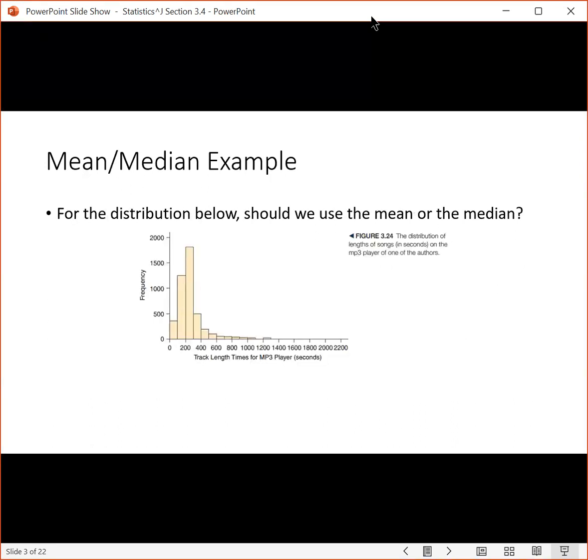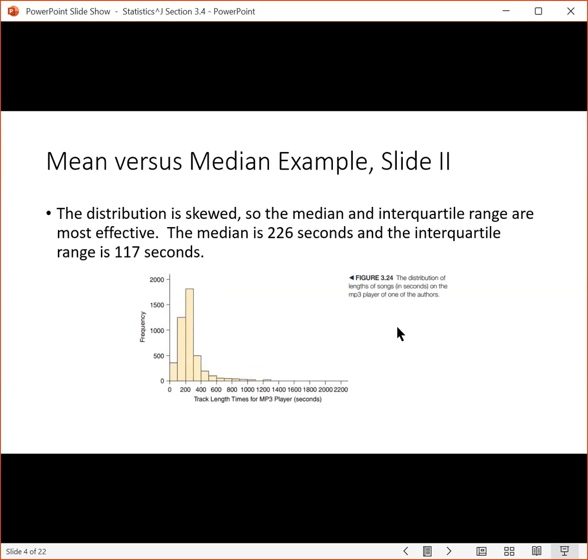For the distribution below, should we use the mean or the median? All right, so what we want to do is take a look. Does the distribution appear symmetric or does it appear skewed? For skewed, we would have a long tail that extends off to one side. And that does appear to be the case here. We have this long tail that extends off to one side. The distribution is skewed, so the median and interquartile range are most effective. The median is at 226 seconds, and the interquartile range is 117 seconds.